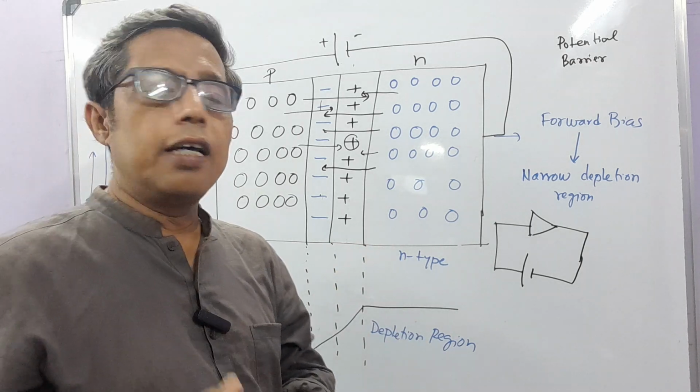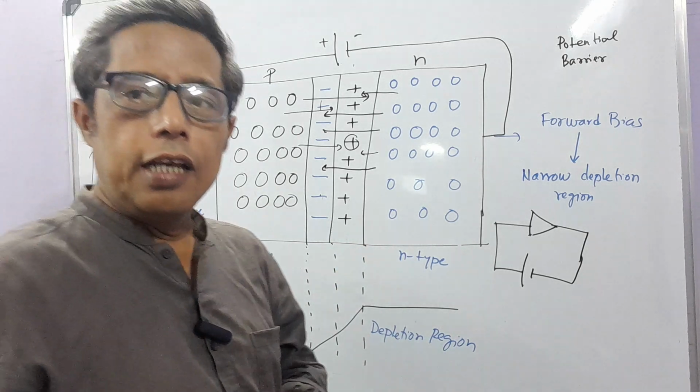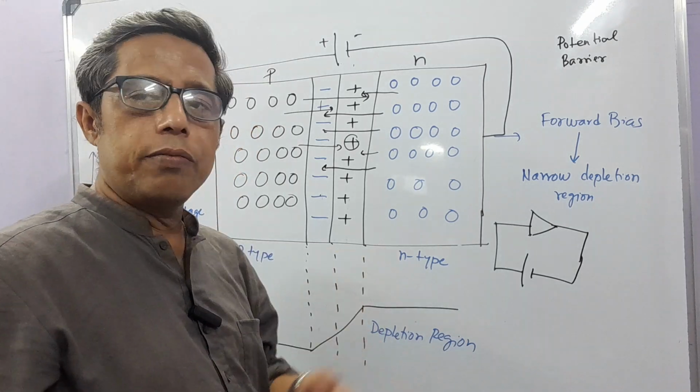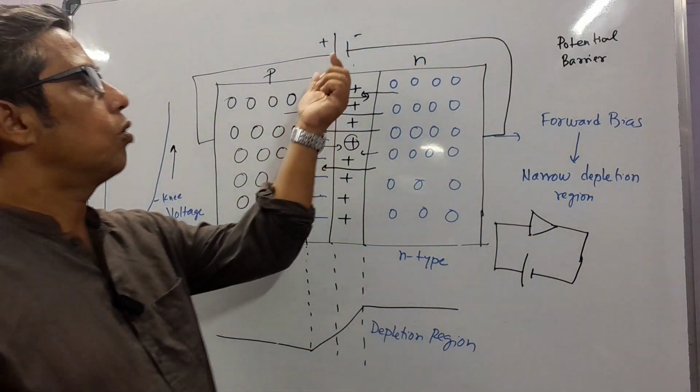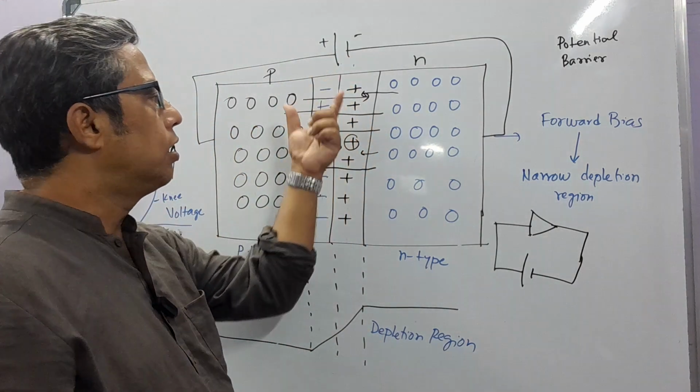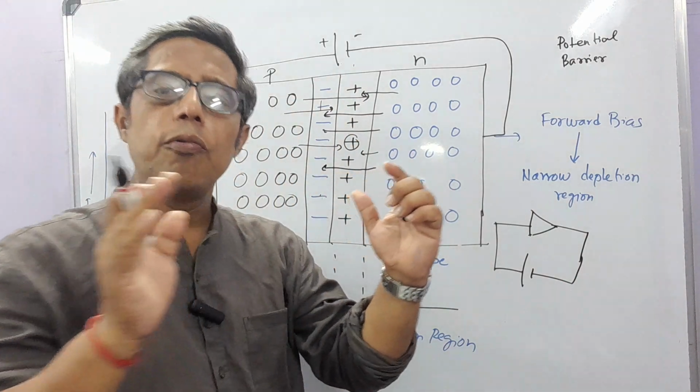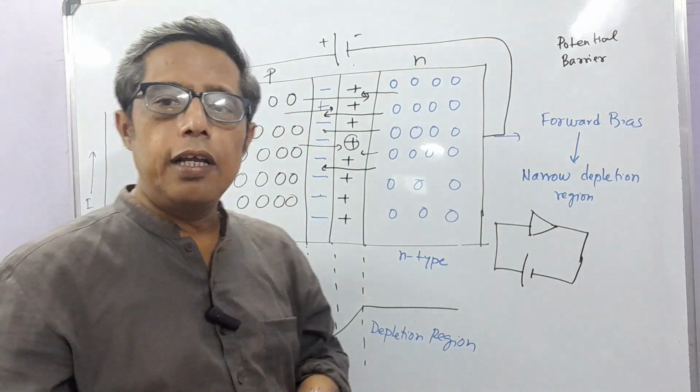The other one is reverse biasing. In the next class I will explain what reverse bias is. In reverse bias, we just reverse the battery, so the depletion region becomes thicker and there will be very little current.